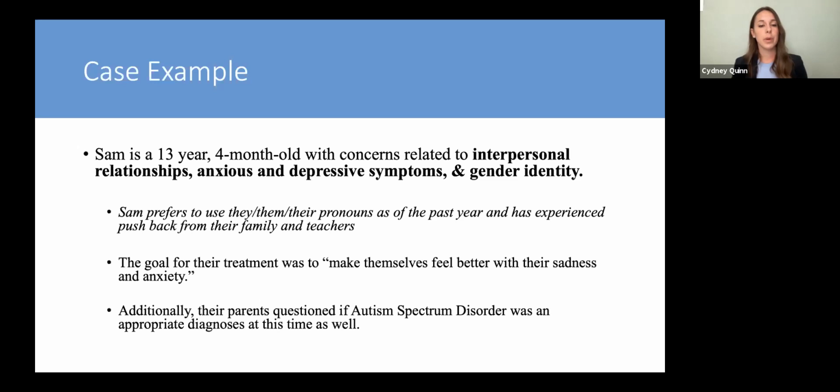So for Sam, the goal for treatment in general was, they stated they wanted to make themselves feel better with their sadness and anxiety. On top of this, when speaking to parents, the parents noted that their questioning of autism spectrum disorder was also an appropriate diagnosis at this time. So you can see there was a lot of different things going on for Sam.